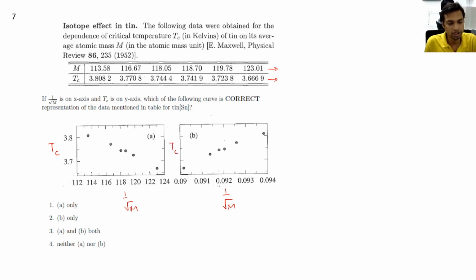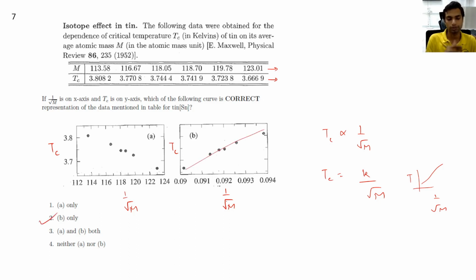Which of the following curves is the correct representation of the data mentioned in this? So we know that TC is directly proportional to 1 by square root of m. So TC will be some constant k times 1 by square root of m. This would look like this if you plot square root m here and T here. So the correct answer is B only. This looks correct, but it is increasing. So that is why B is the correct answer.